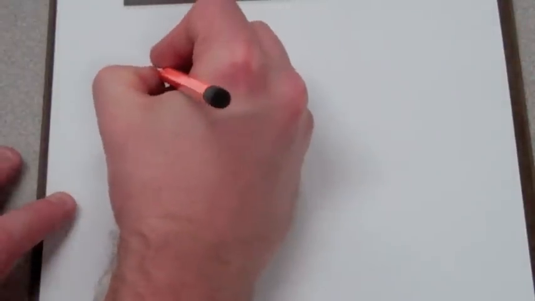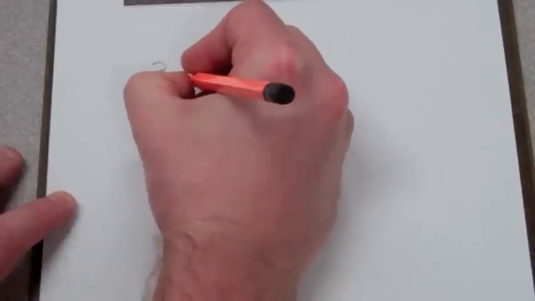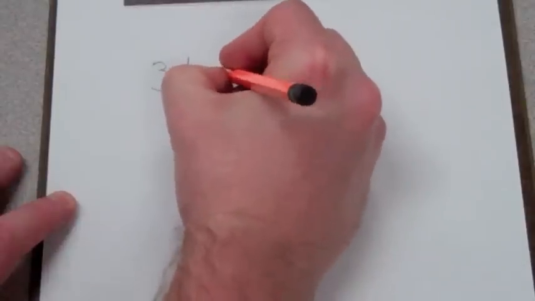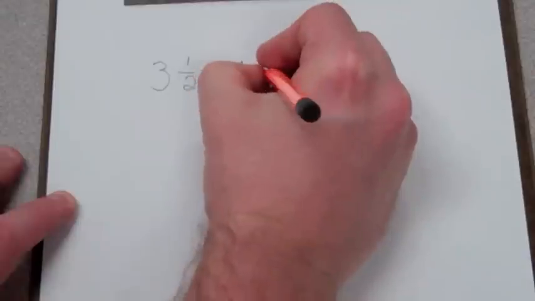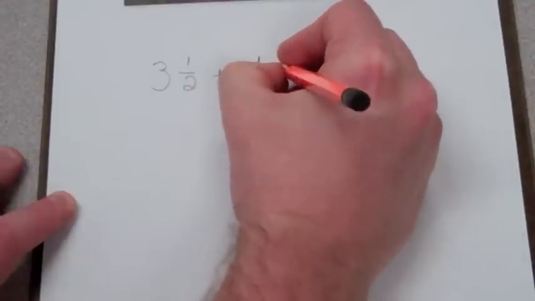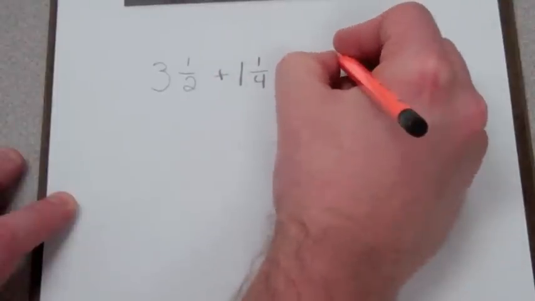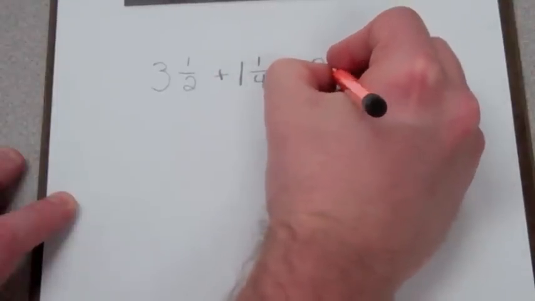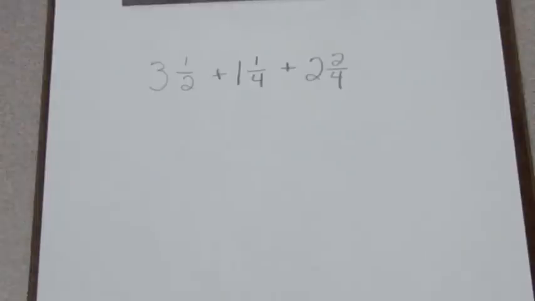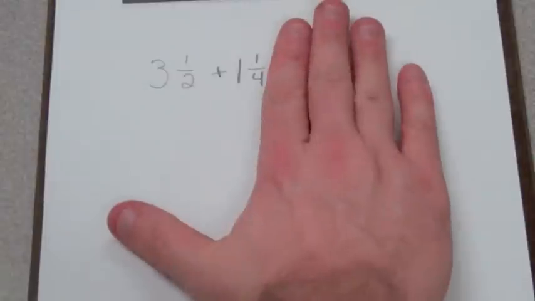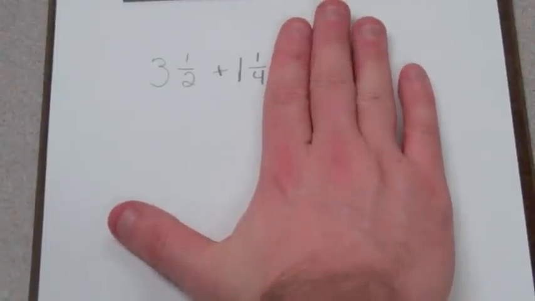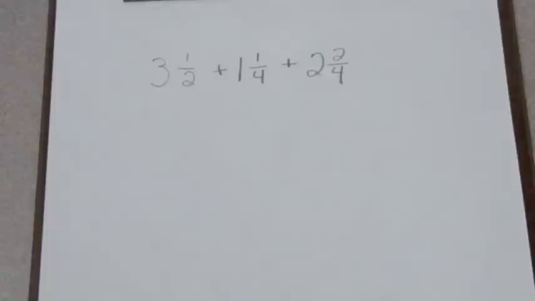Let's say, for example, we had 3 1/2 plus 1 1/4 plus 2 2/4. Alright, so normally we would only have 2 numbers like this, and we would have to add them together. But now we have 3 mixed numbers. Ooh, 3 mixed numbers.